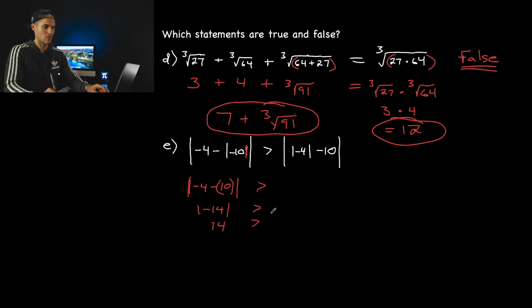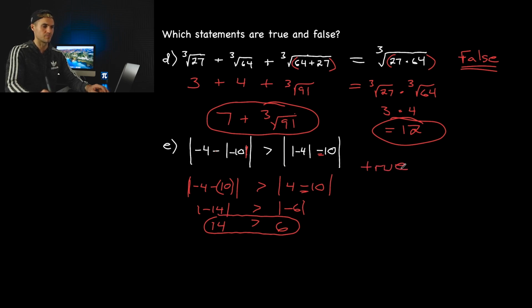So let's see what the right side is going to simplify to, and let's see if this statement ends up being true. So absolute value of -4, that's going to be positive 4, minus 10, right? Again, this minus is here. This minus went away because the absolute value of a negative gives us a positive. So 4 minus 10 is -6. Absolute value of -6 is positive 6. Is 14 greater than 6? Yes, it is. So this statement here is true.